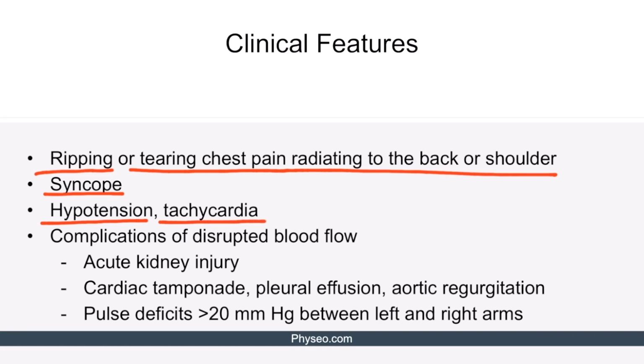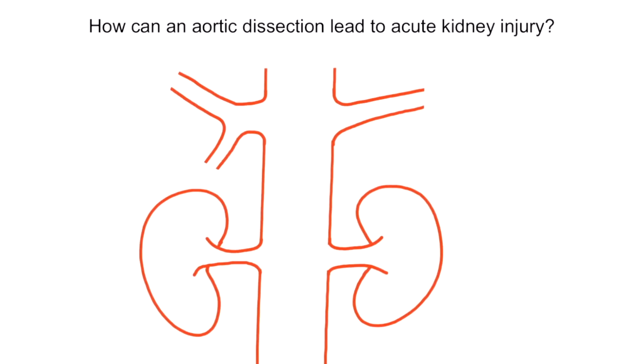Since the dissection can disrupt branches off the aorta, the subsequent territory supplied will show signs of disruption, such as acute kidney injury, cardiac tamponade, pleural effusion, aortic regurgitation, and pulse deficits in extremities. The pulse deficits would manifest as a difference greater than 20 millimeters of mercury in systolic blood pressure between left and right arms.